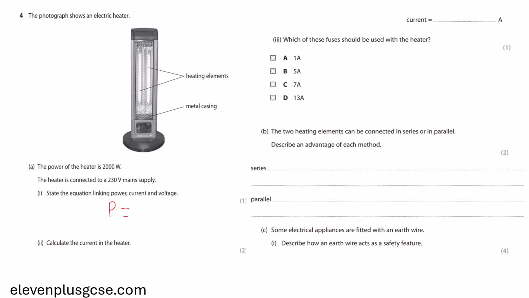We said earlier that power is given by the current times the voltage, VI or IV, same thing. So this is the power and this is the voltage. We can work out the current. So current is given by the power divided by the voltage, and the power is 2000 watts, and the voltage is 230 V. Just divide them, and that's going to be the current in amps for this part. I don't know how much you're going to get unless I put that in, but it seems to me like something close to 20. So he says, which of these fuses should be used with the heater?